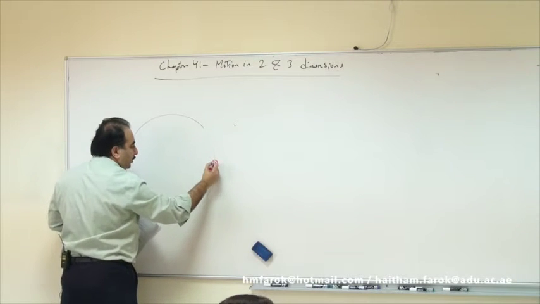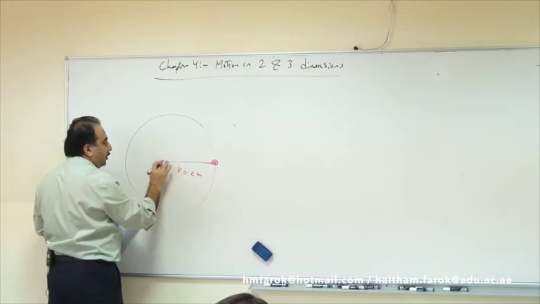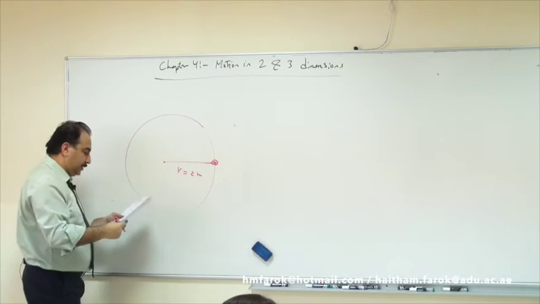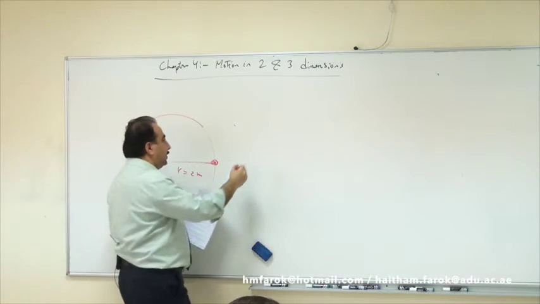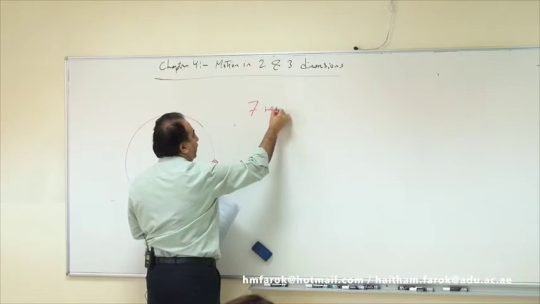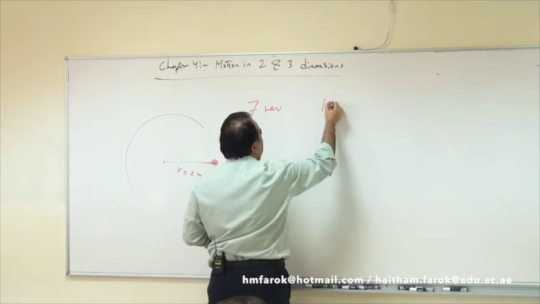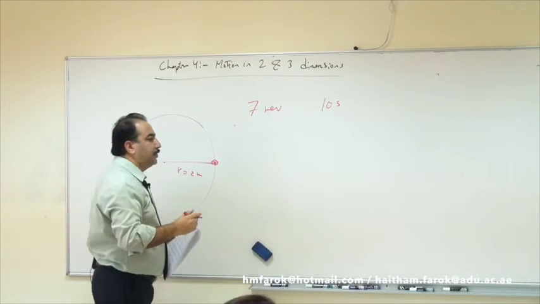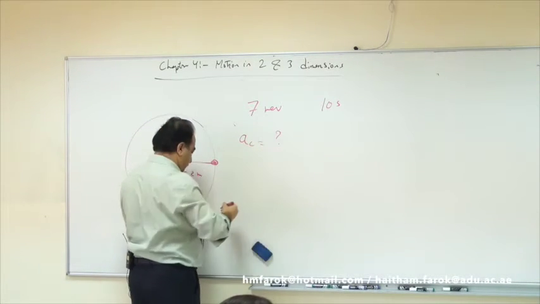An object doing a circular motion at a radius of 2 meters. Now, what does it do, this one? It does 7 revolutions every 10 seconds. And what's the question? Find the centripetal acceleration, AC. All right.